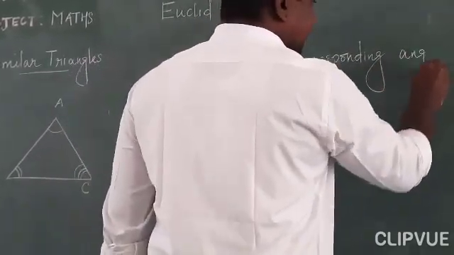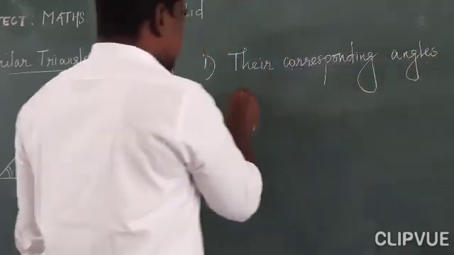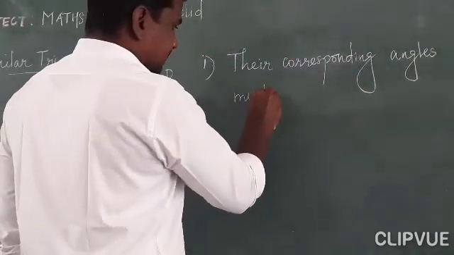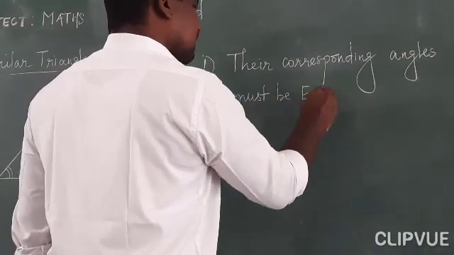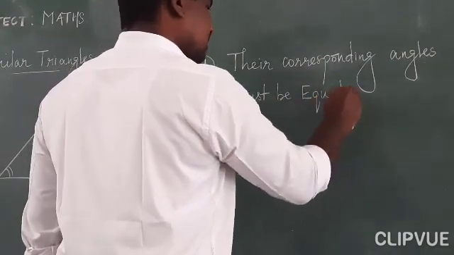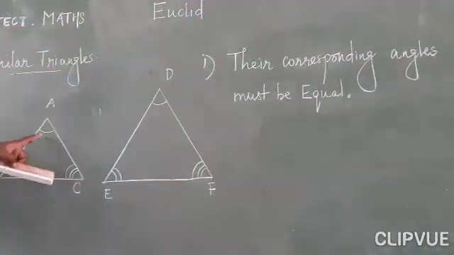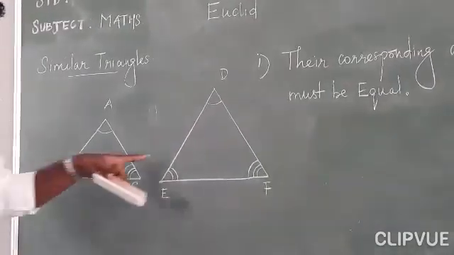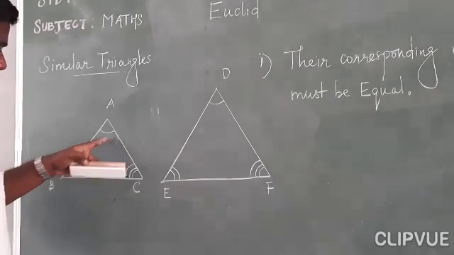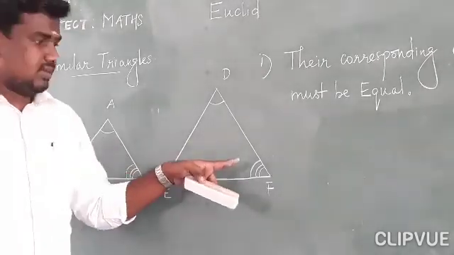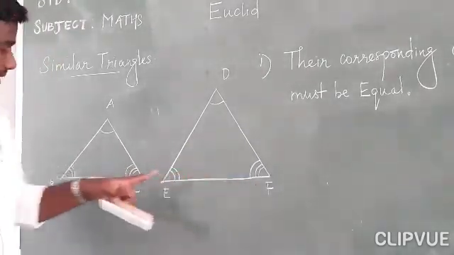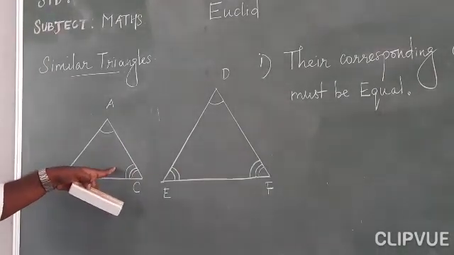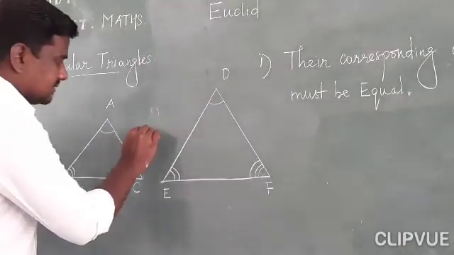Corresponding angles must be equal. If it is 40 degrees, it should be 40. If it is 60, it is also 60. The remaining: 60 plus 40 is 100, so it should be 80. So angle F equals 80, which means angle C is also 80. Then we can say that the triangles are similar.